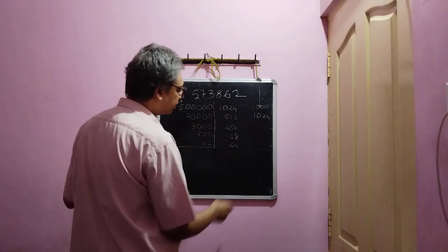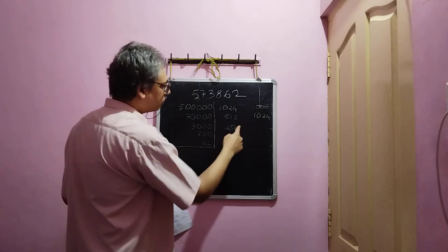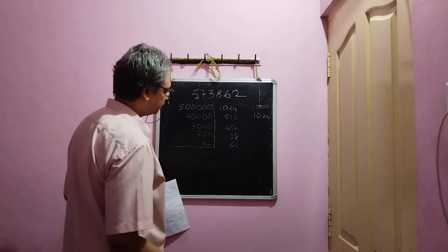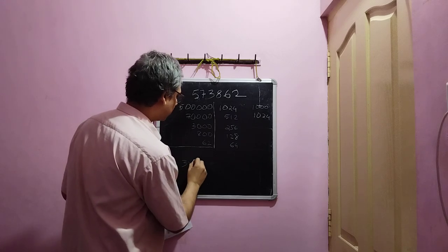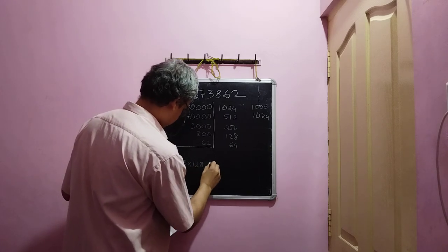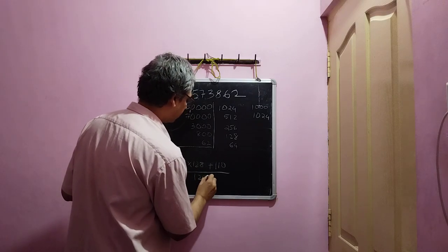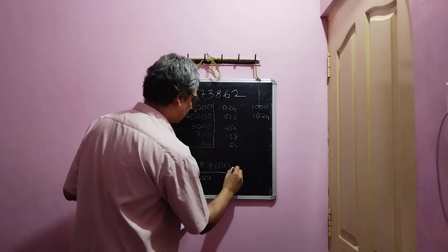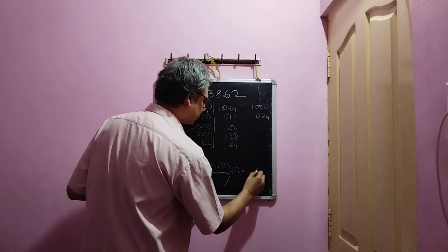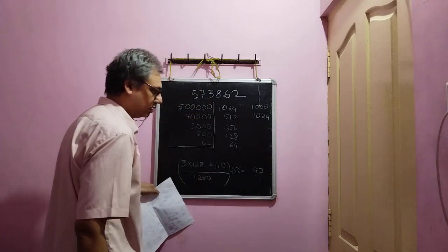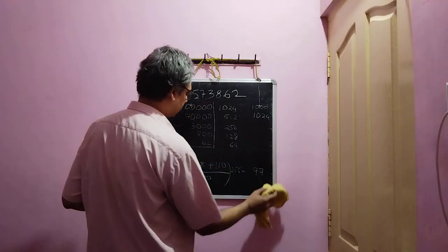So 1280 will be the divisor, and multiplication will be, again scaling factor will be 256 now. So this will be 3 into 128 plus 110 by 1280 times 256, that will be equal to 97. After rounding it up or down, it comes to around 97.